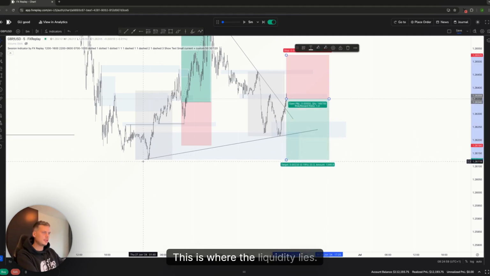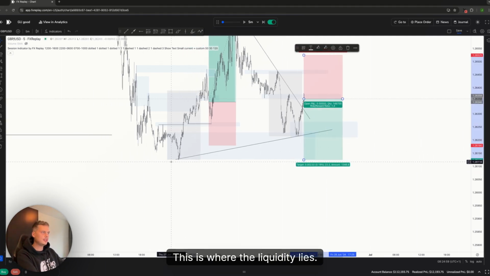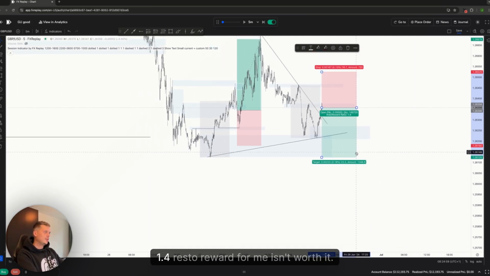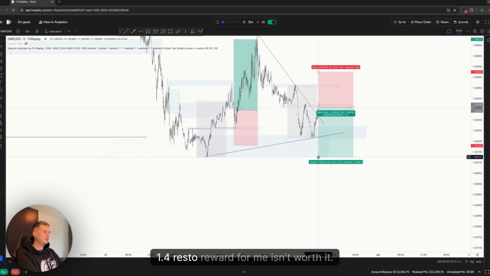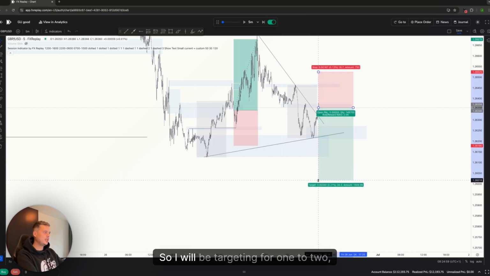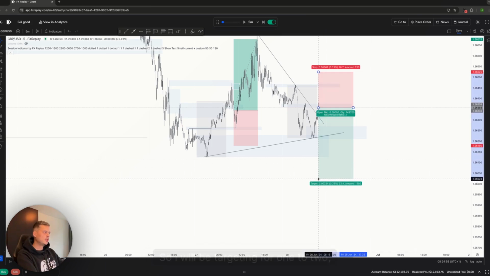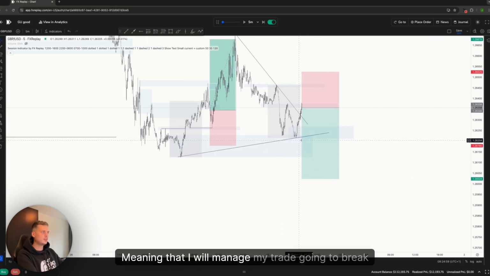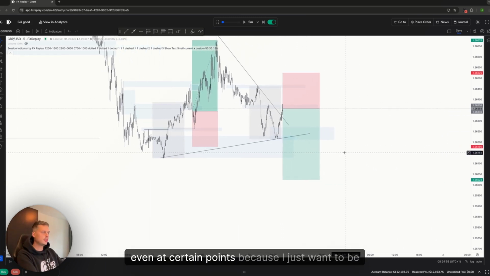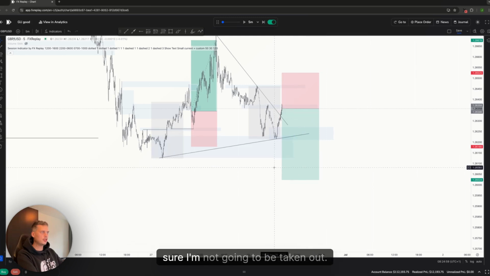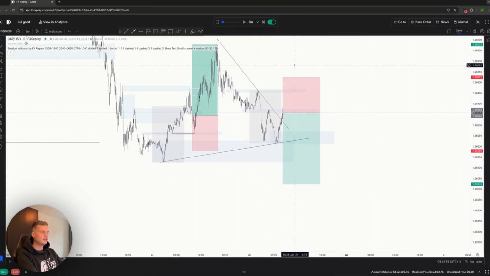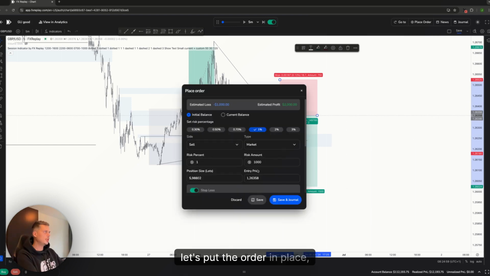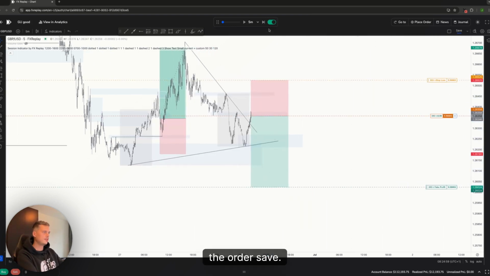This is where the liquidity lies. This is where the buy orders are in the market. So 1.4 risk to reward for me isn't worth it. So I will be targeting 1 to 2, but I will manage accordingly, meaning that I will move my trade to break even at certain points because I just want to be sure I'm not going to be taken out and then price is going to move up again. All right, let's put the order in, place the order, save.